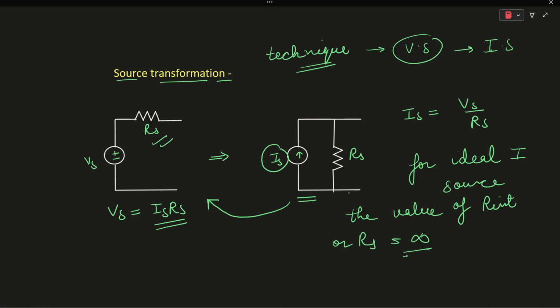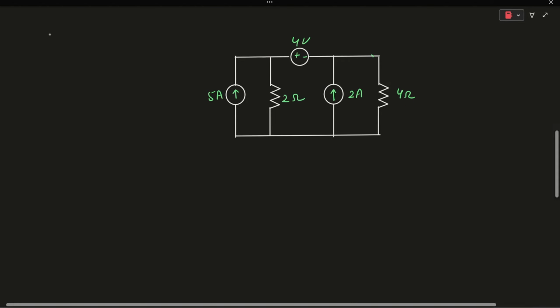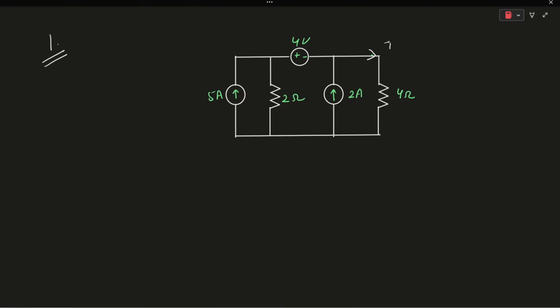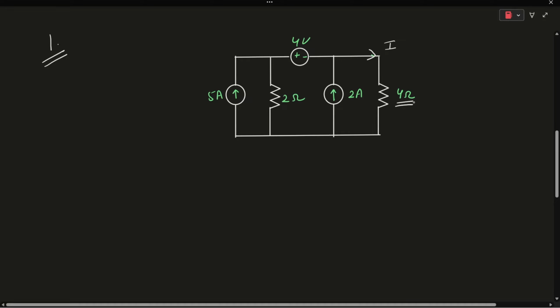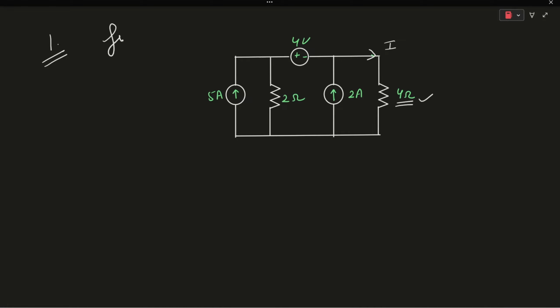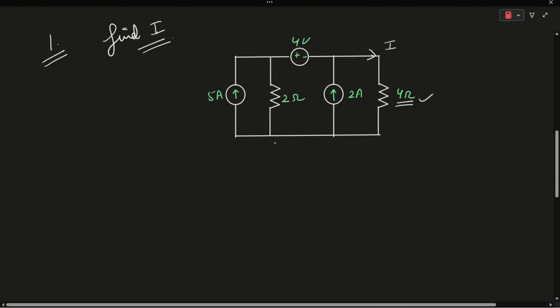Okay, so let's solve a problem. In this problem, we need to find the value of current I, which is flowing through the 4 ohm resistance in this particular electrical circuit. Let's use source transformation over here.